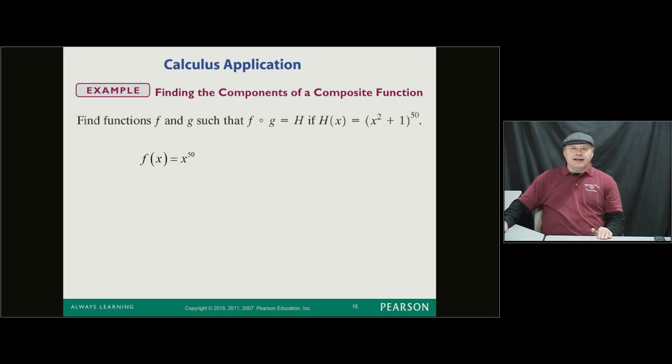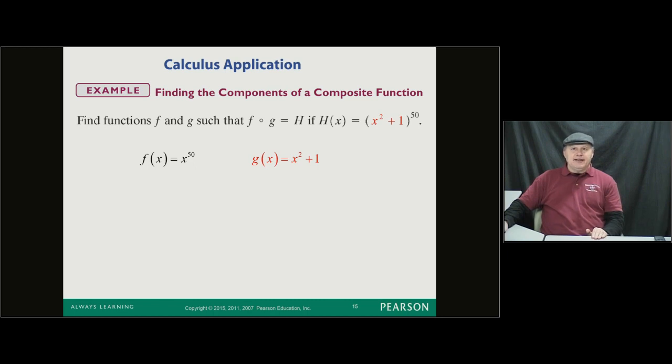So what we're going to do is make f of x equal x to the 50th power. Now what's being inserted into this is x squared plus 1. So the insert function is kind of the key here: what are you putting into that to get capital H of x? Well, you're putting in x squared plus 1. So x squared plus 1 is the other function. That's the g of x. So g of x is x squared plus 1.